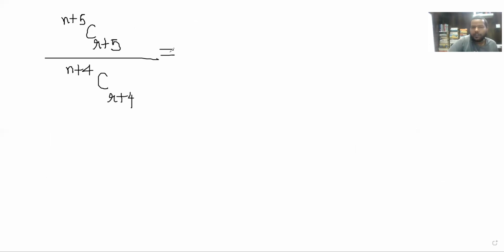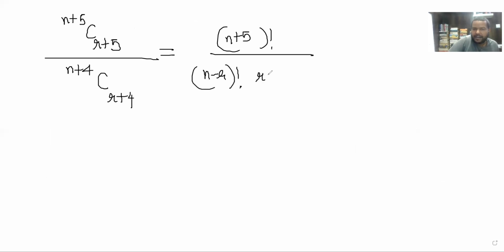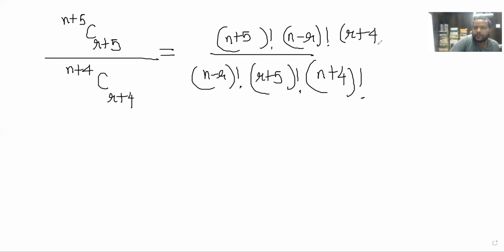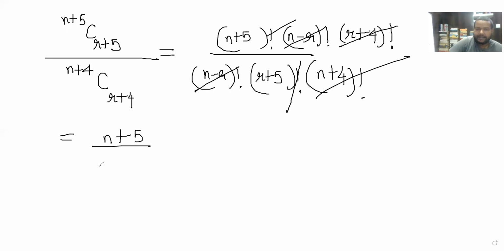which on simplifying becomes (n+5)! by (n+5-r-5)!, so (n-r)!(r+5)! divided by (n+4)!, and on top goes (n-r)! and (r+4)!, right? So here (n-r)! will get cancelled, (r+4)! will get cancelled, and it becomes simply r+5 without the factorial sign, and this (n+4)! gets cancelled and it becomes n+5. So you're getting (n+5)/(r+5). And the left hand side was written like (n+k)/(r+k), and therefore k must be 5.